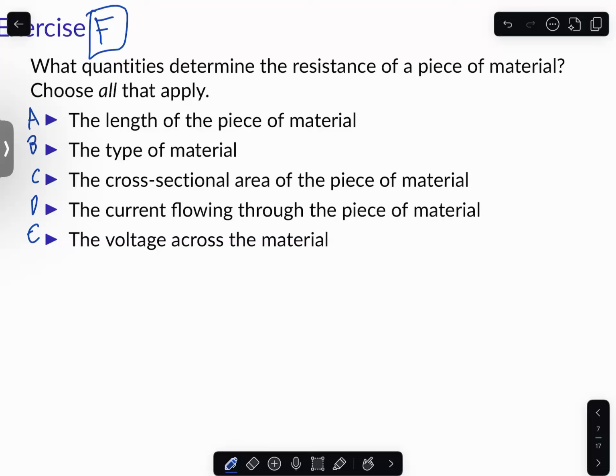All right, I'll take it. That's enough correct answers. Correct answer is ABC.